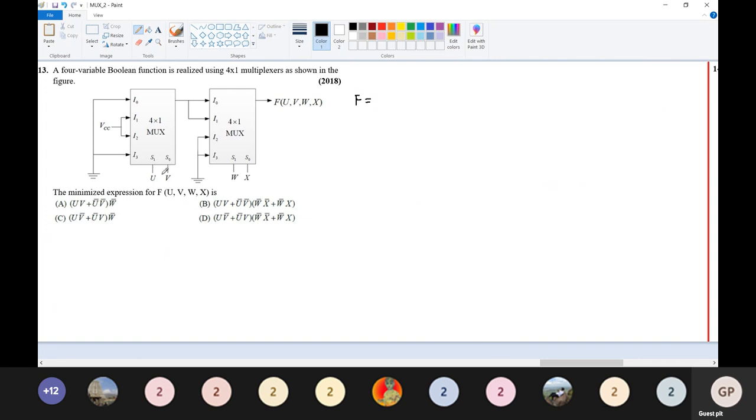So here the selection lines are U and V. Therefore, I'll take this as F1 and this as F. First, I'll write it for F1. The expression can be written as U dash V dash into I naught, plus U dash V into I1, plus U V dash into I2, plus U V into I3.